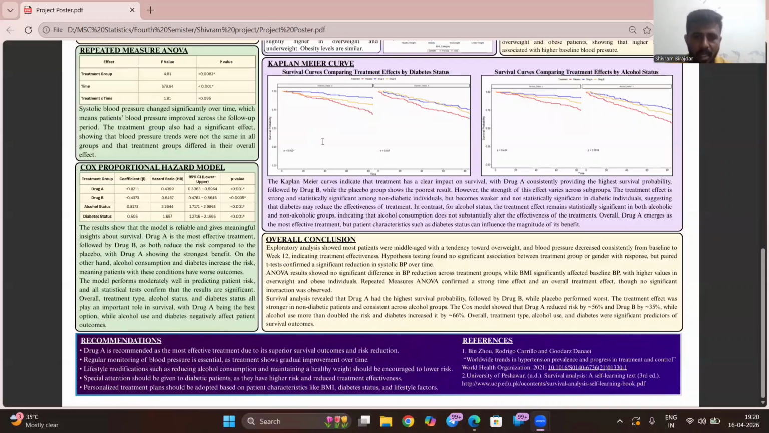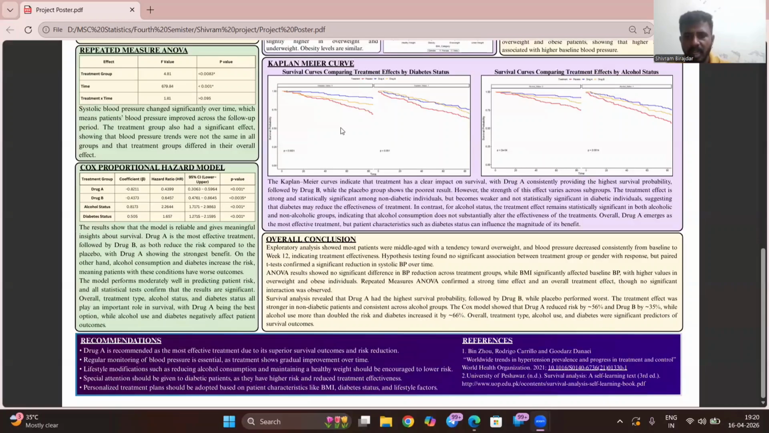Here are some recommendations. Drug A is the most effective treatment, and regular BP monitoring is important. Reduce alcohol consumption, that is very important, and manage diabetes carefully. Encourage a healthy lifestyle and weight control. Use professional treatment plans.